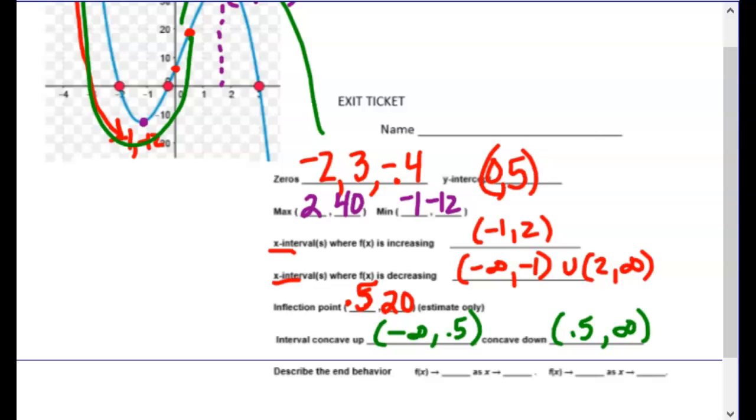And end behavior? What do you want to do first? Okay, so the words for that are up on the left, and then it would be down as x goes off to the right.